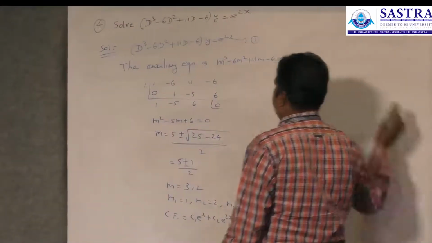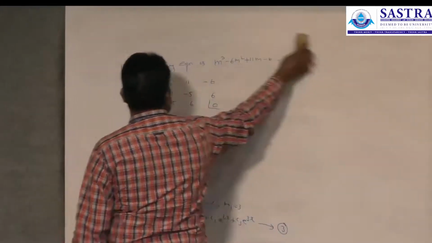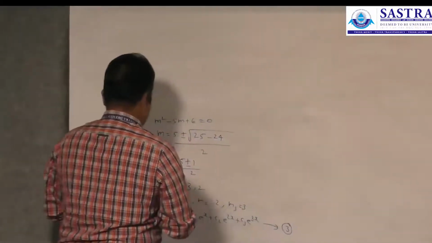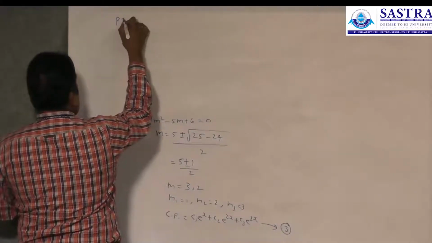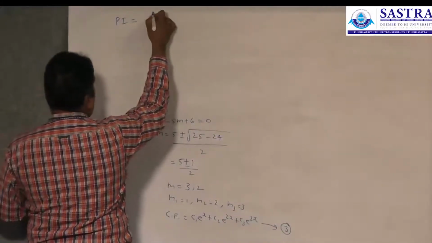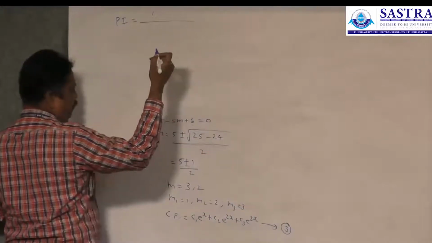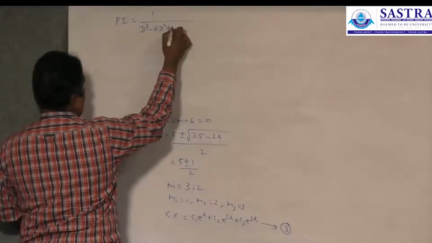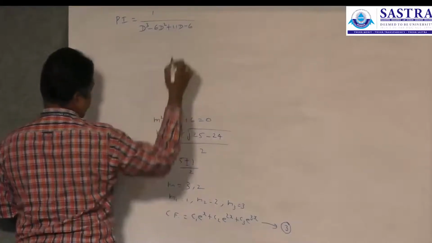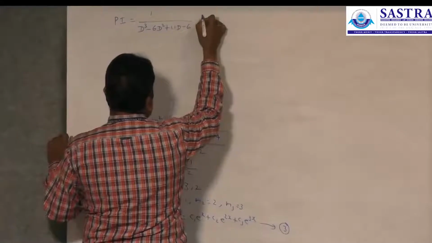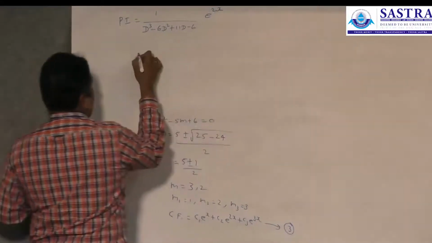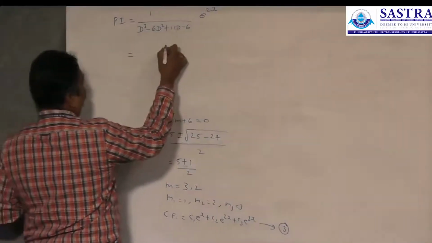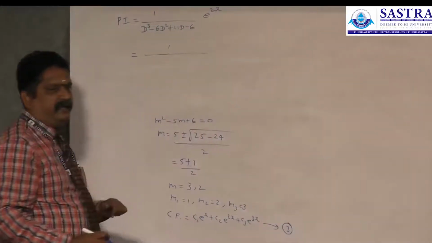Particular integral is 1 divided by f of d. Here f of d is d cube minus 6d square plus 11d minus 6, e power 2x, which is equal to 1 divided by f of a, we have to replace d by a. Here a is equal to 2.